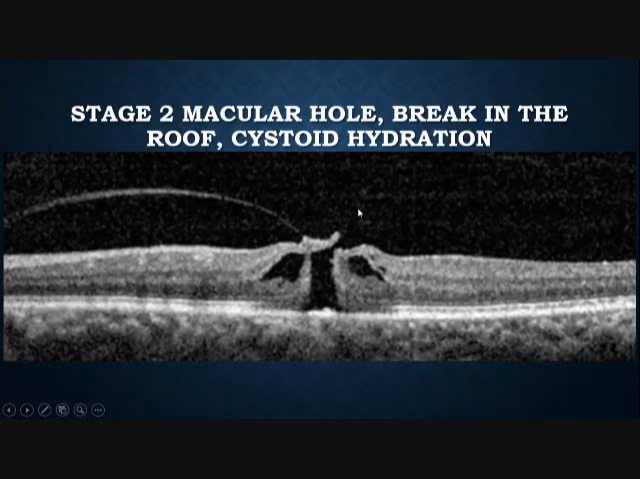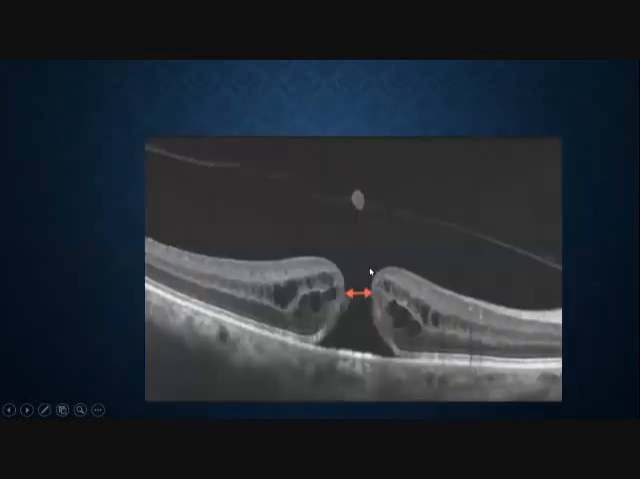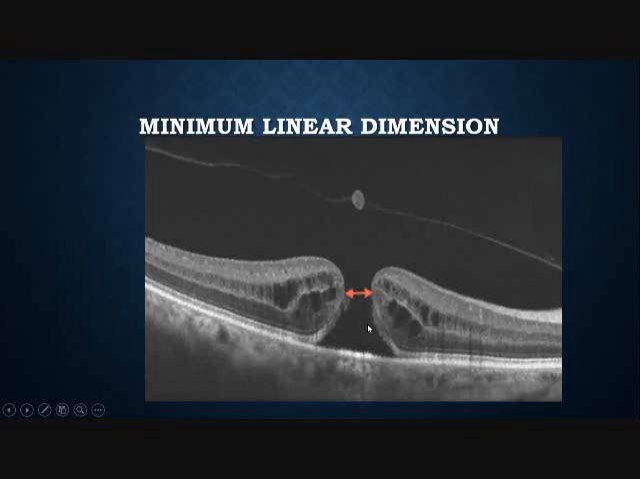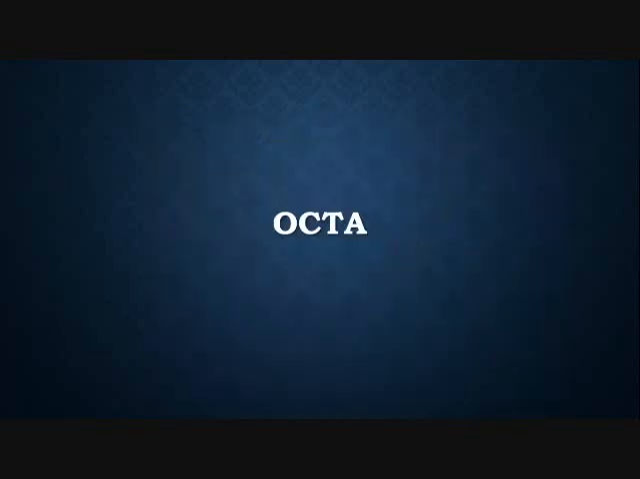And stage 2 macular hole, break in the roof, cystoid hydration, and the cystic spaces are visible. Now, the macular hole does not have a consistent diameter at all the levels. You see here, this is the minimum diameter, and at the base, the diameter is more. So we take the minimum linear dimension. This is one way of measuring it with the help of a caliper.